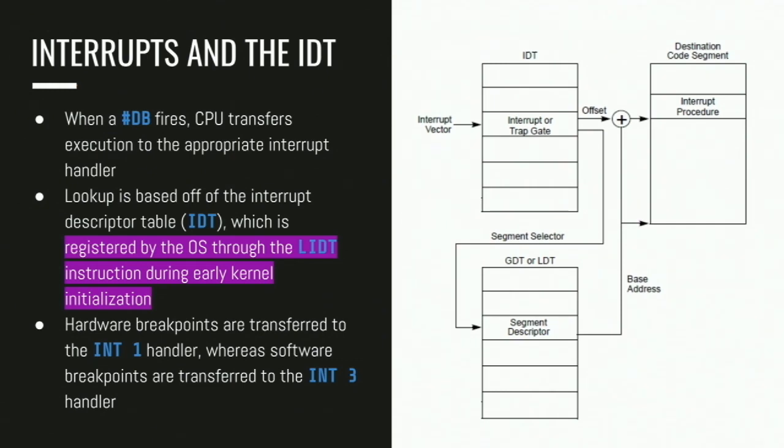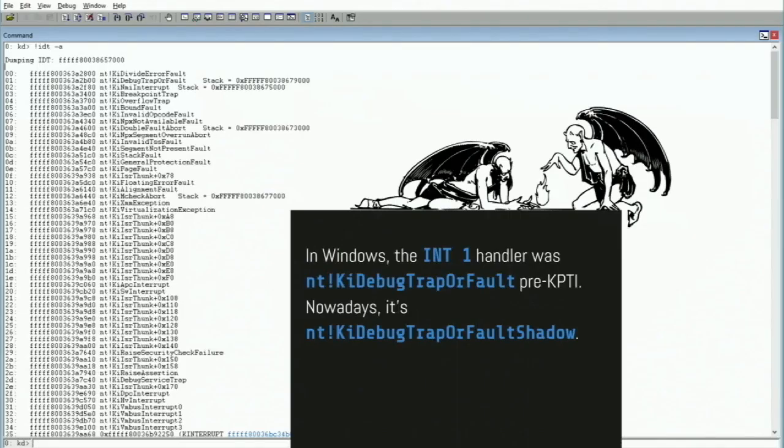So when an int1 or an int3 fires, the CPU will look at its interrupt descriptor table to figure out where to go in the kernel to process that interrupt that's fired. These are all the interrupts on Windows. Not super important to note all of them, just that the int1 handler, which is the one for hardware breakpoints, is called KiDebugTrapOrFault.